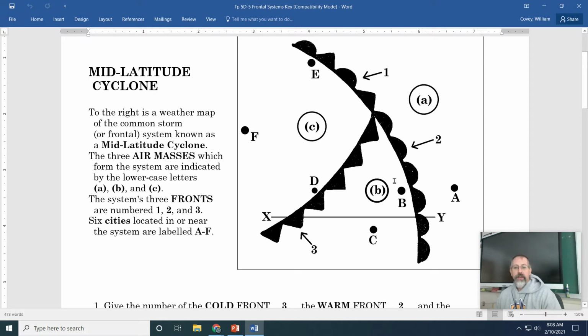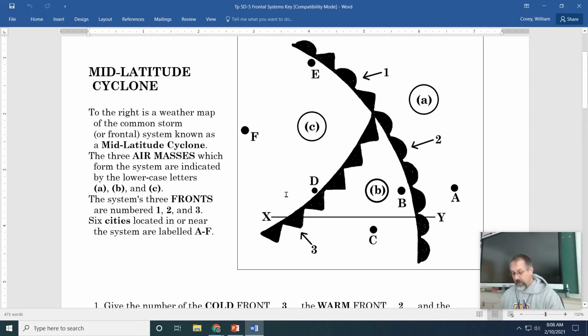Which city have clouds recently moved out? Has it cleared up at? That's going to be city F because it is no longer near a front. The cold front, remember these blast through 50 miles an hour or so. Cold front was back here not too many hours ago. It's gone through. Now that the front's gone, it's going to clear out. So city F for number 12.